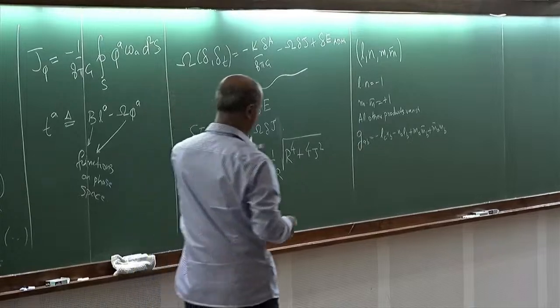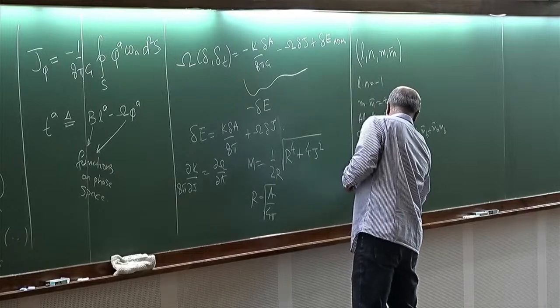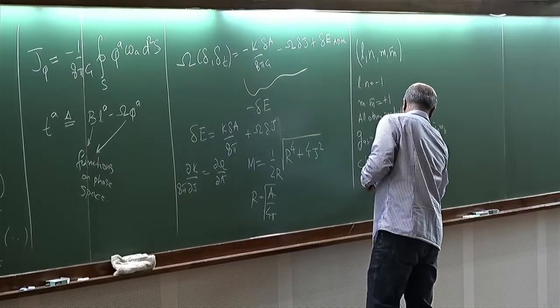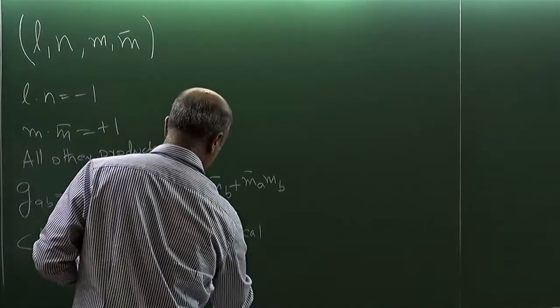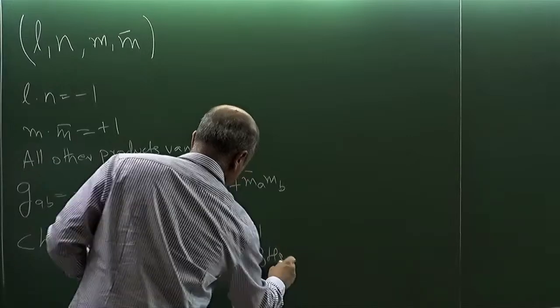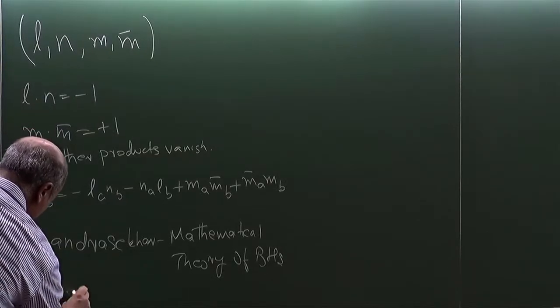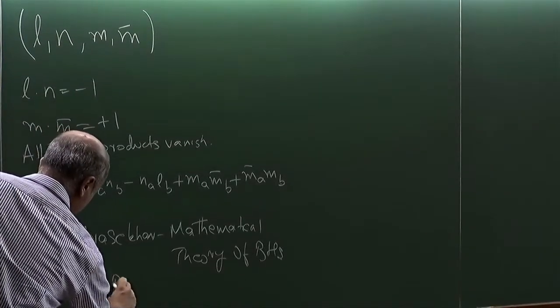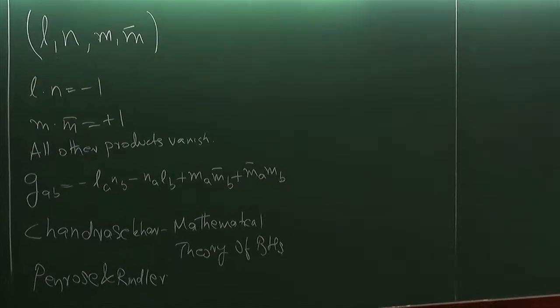So let me give you some references which might help you. The first one is the book by Chandrasekhar, The Mathematical Theory of Black Holes. And the other one, you can choose Penrose and Rindler, The Theory of Spinors and Spacetime. So these are two standard references you can refer to.